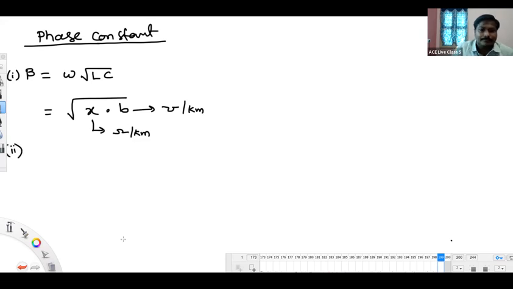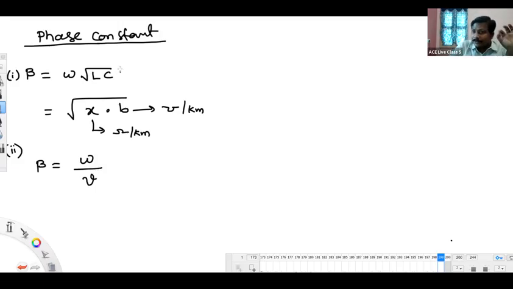Okay, second option. Sometimes they don't give the values of L and C. Then how to calculate beta? You can write this like it is omega root LC, right? Omega by 1 by root LC, nothing but omega by velocity of the wave propagation. That is another equation we can use for the phase constant.